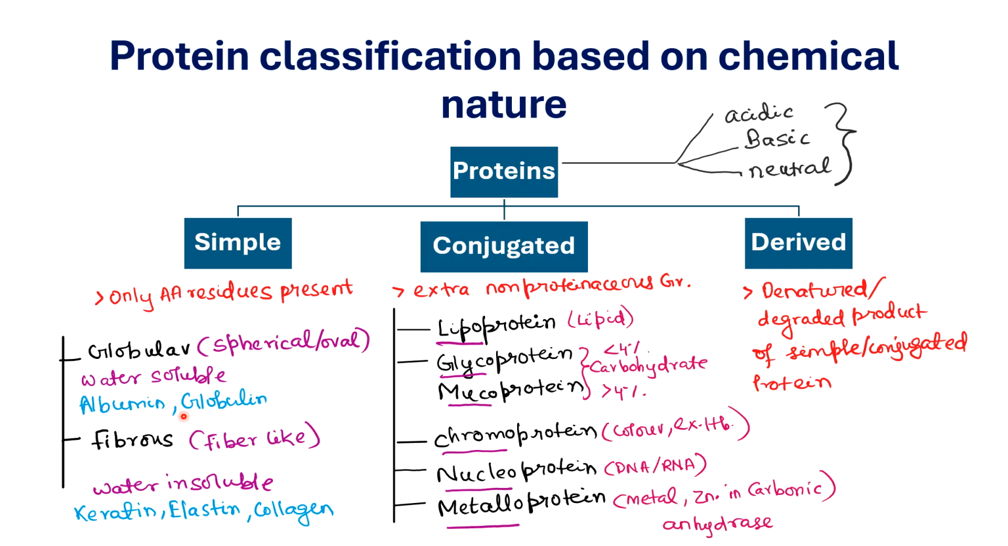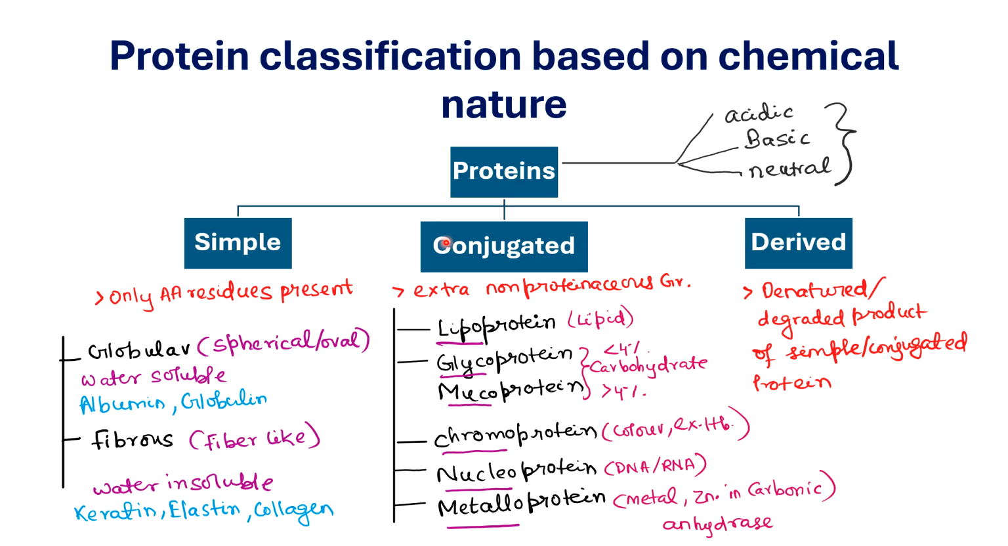Example can be albumin, globulin. Then proteins can be fiber-like in shape. Example is fibrous protein. Example can be keratin, elastin, collagen. Okay, these are all examples of simple proteins. Why? Because they just have the amino acid residues present in them. No other extra non-proteinaceous group is present.